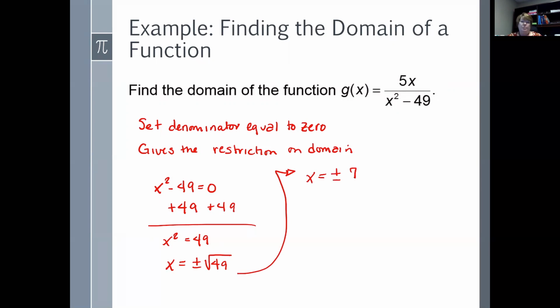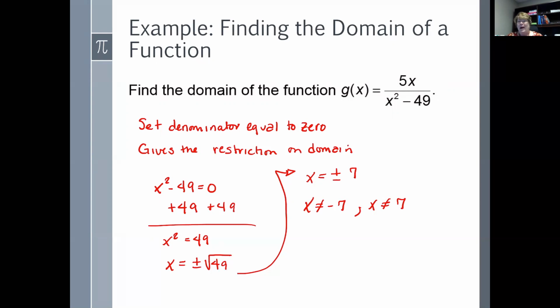So those are the 2 numbers that would cause my denominator to equal 0. So x cannot be -7. x cannot be +7. Because if I put in -7 for x, I would get a 0 denominator. If I put 7 in for x, I would get a 0 denominator.